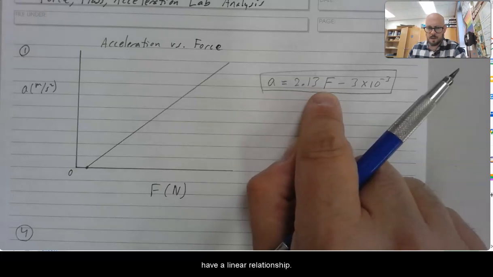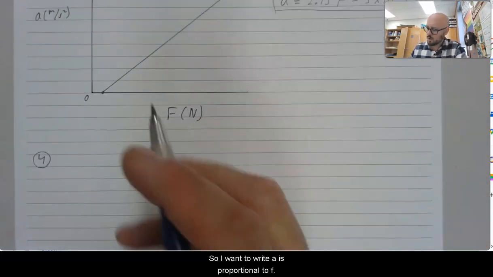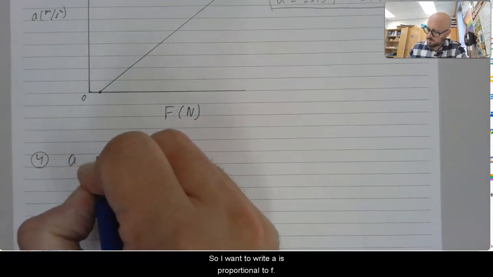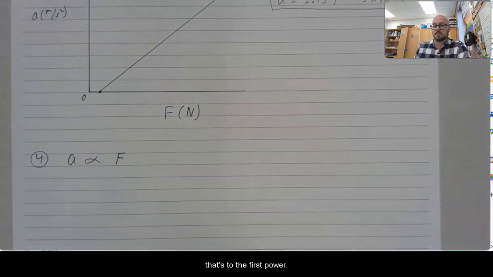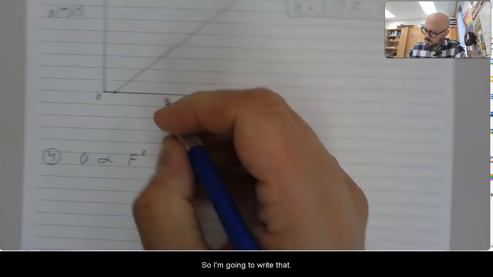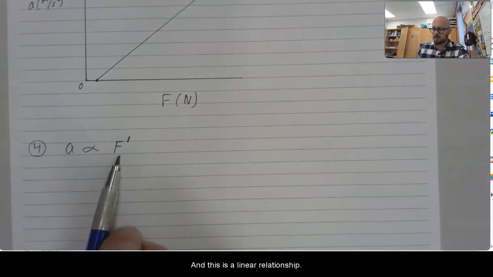A and F have a linear relationship. So I want to write A is proportional to F. Now technically that's to the first power, so I'm going to write that. And this is a linear relationship.